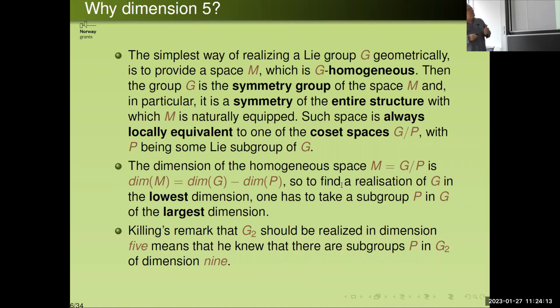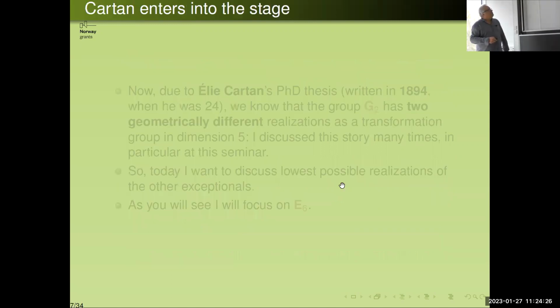G2 has dimension 14. Remember, I gave you the dimensions: 248, 133, 78, 52, and 14, right? So the lowest one is G2. Okay, so that's about G2.